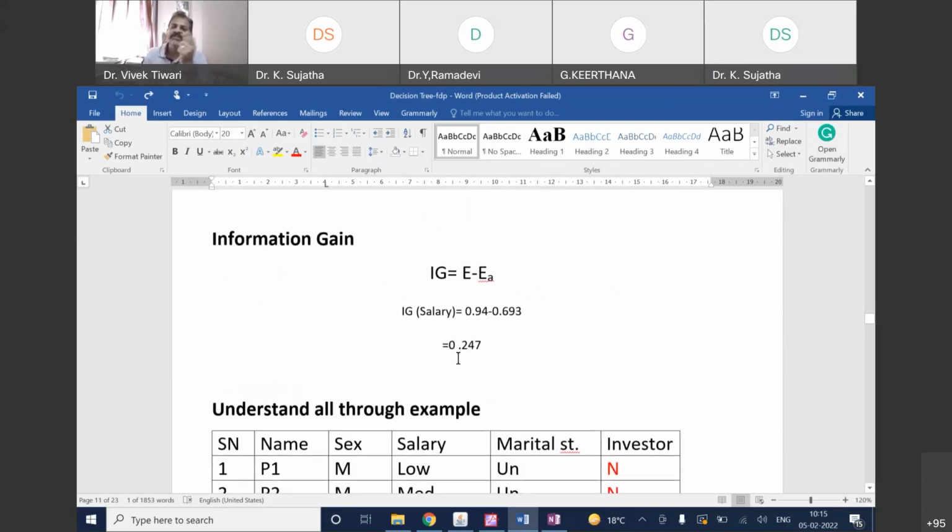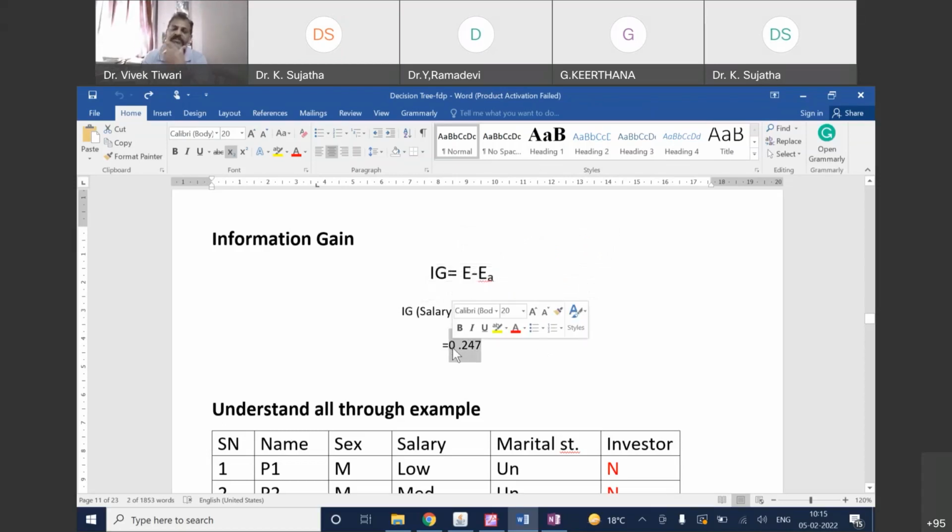Before going ahead, what is information gain? We have to calculate the information gain of each and every attribute. The formula is very simple. Whatever the entropy of the class, try to understand: first we considered the class level, that was 0.94. Then you have to subtract the entropy of that variable. Whatever value you get, you call it the information gain.